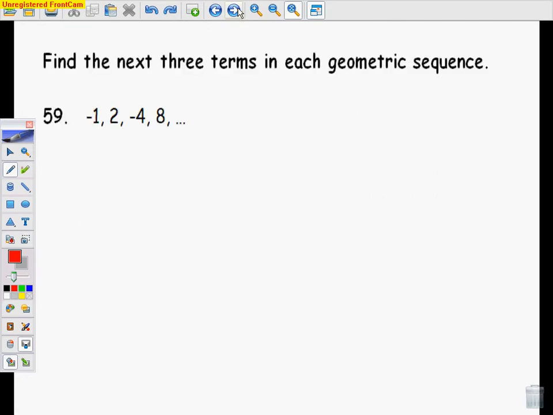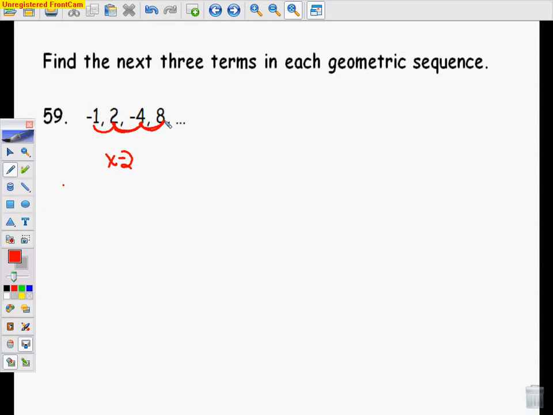All right, so let's go over a select few problems here. This problem says find the next three terms in each geometric sequence. Geometric sequence has a common ratio between the terms. There's a number that you can multiply by to go from one term to the next. And we see here that the number that we're constantly multiplying by is -2. -1 times -2 gives you +2. 2 times -2 gives you -4. -4 times -2 gives you +8.